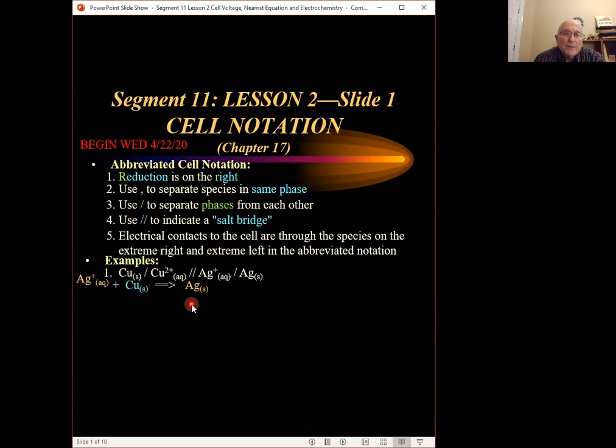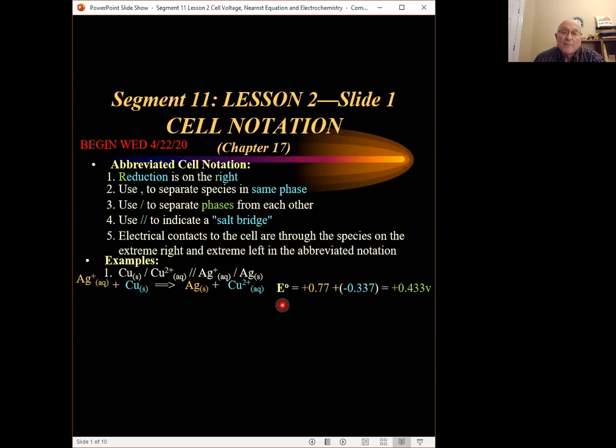So here is the overall reaction, and I've color-coded the reduction part in orange and the oxidation part in blue so that you can see it.